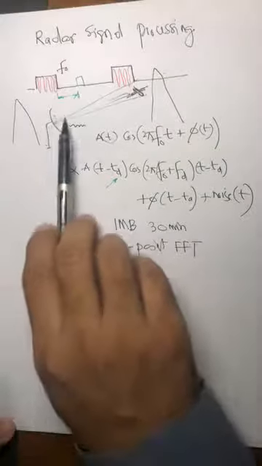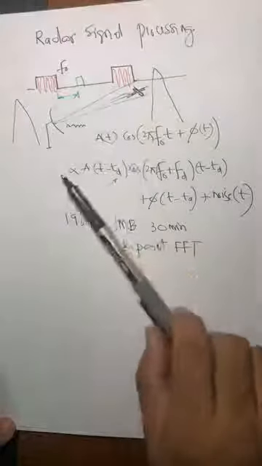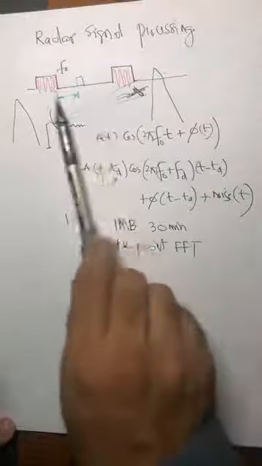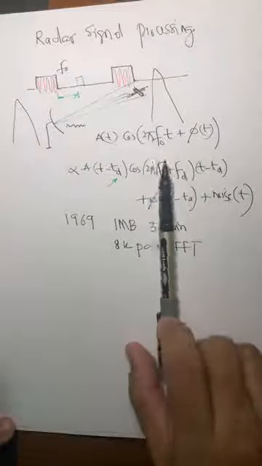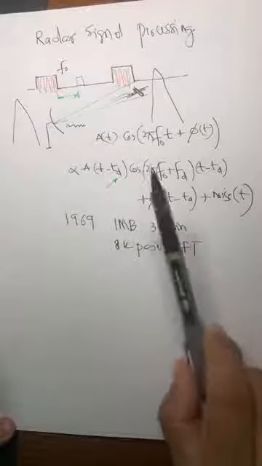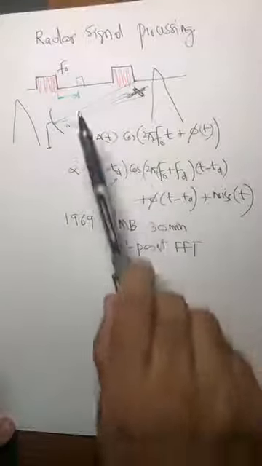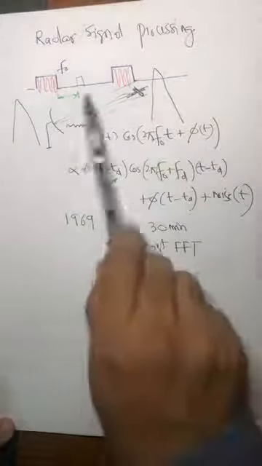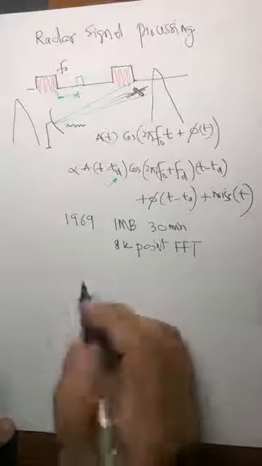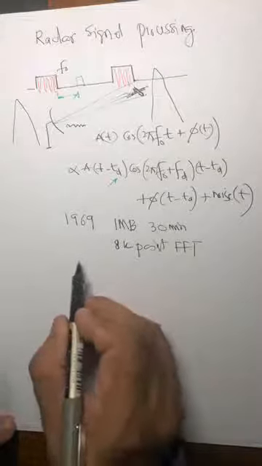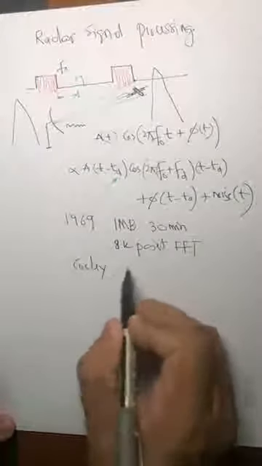So usually all the radars in 1965, 66, they all were analog radars. They would use some analog signal processing techniques to figure out if there is a Doppler or not, and that would actually help them find out if there's an aircraft or not. But then two scientists named Cooley and Tukey.